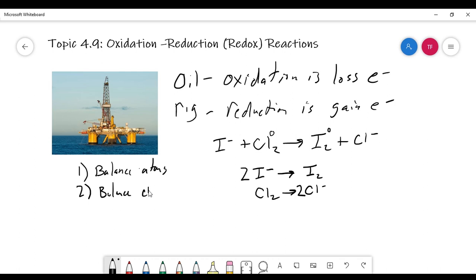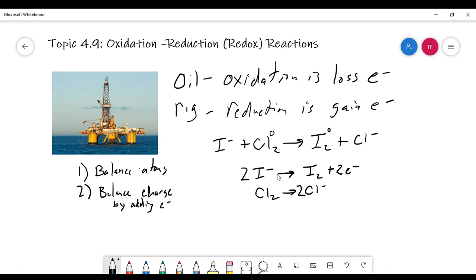And the way we can balance charge is remembering that electrons are lost or gained. So we're going to be either adding electrons to the reactants, or we're going to add electrons to the products in order to balance charge. So on this first one, we have two negative charges on the left. So we've got to have two negative charges on the right, and to do that, we're going to add two electrons on the right. And now two negative balances with two negative.